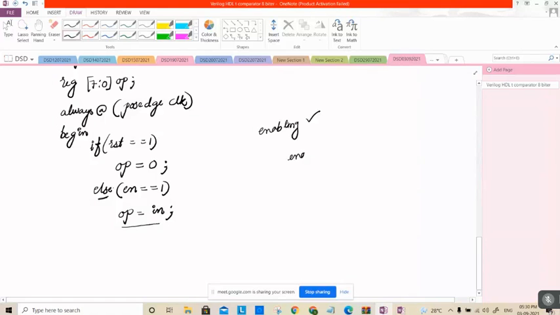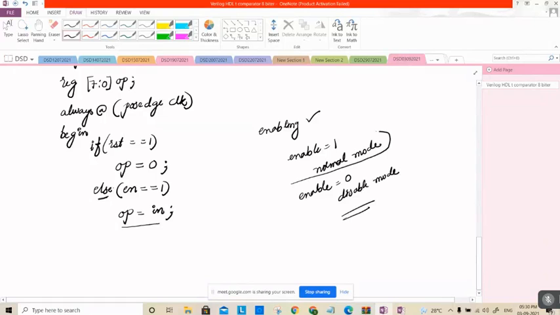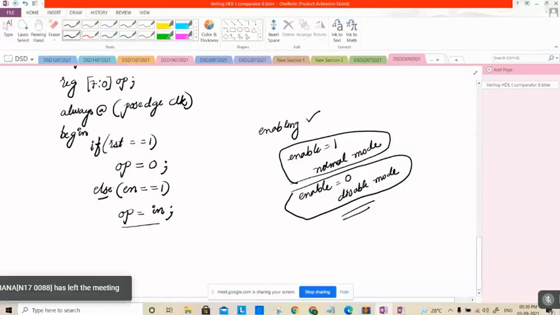So whenever enable is equal to 1, it should work in a normal mode. Whenever enable is equal to 0, disable mode. Enable is equal to 1, I put normal functioning. The circuit is in enable mode. Enable ippudu work in the normal multiplexer lag work chestadi, register lag work chestadi, decoder lag work chestundi. Enable is equal to 1 ainappudu, enable is equal to 0 ainappudu disable mode lo untundi.